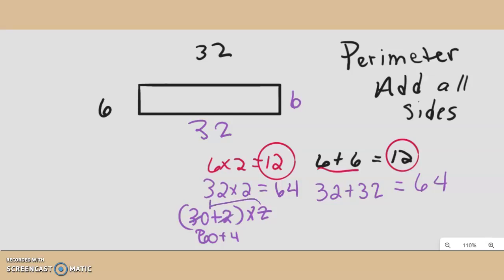So you just multiply this guy times this guy. Because then you get 30 times 2, and then 2 times 2. You already knew that from multiplying for area. Okay? You can do it either way.